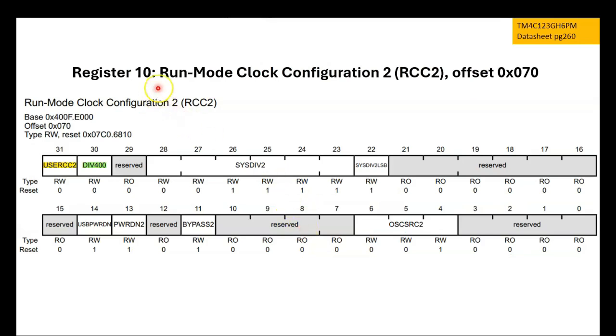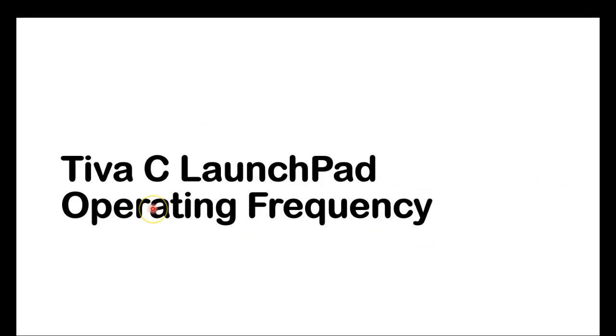And here is register 10. This is the run mode clock configuration 2 register, or RCC2. Take note of this control bit here, DIV400, and also the OSCSRC2, and then the BYPASS2, and then the PWRDN2.